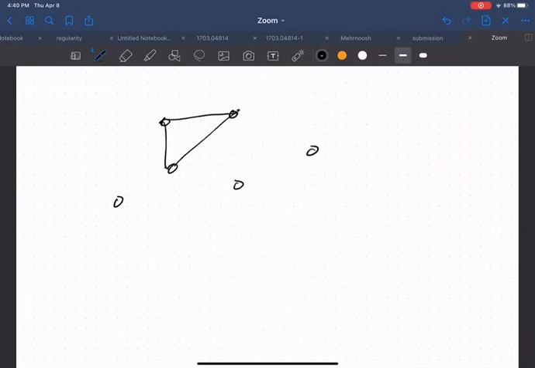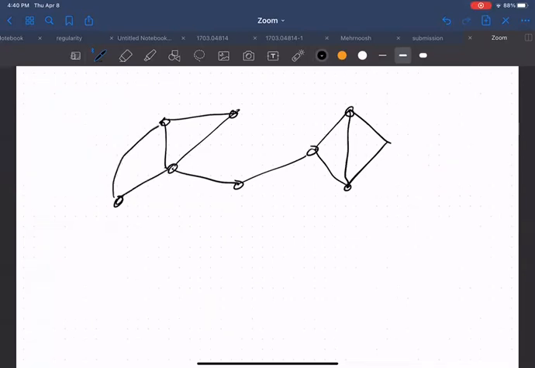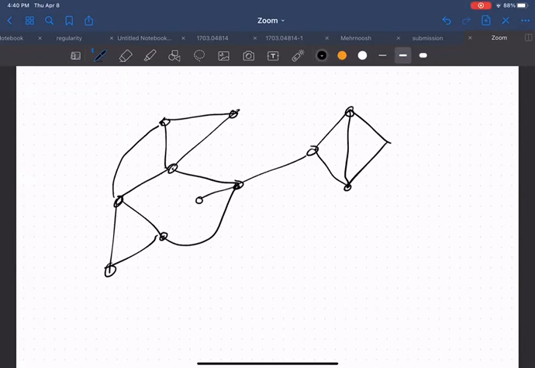So let's draw our favorite planar graph, as long as it's connected. I'm not a big fan of formulas, but I am a fan of understanding things and where they come from. So let's do, I don't know... All right. So there's our favorite connected planar graph.